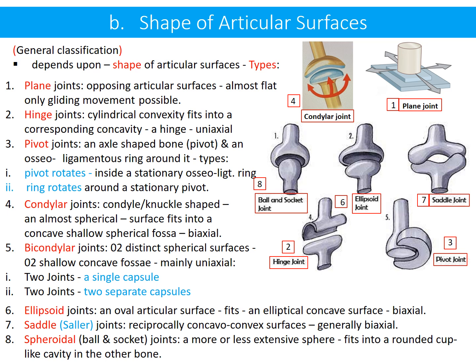Sixth group is ellipsoid joints, in which an oval articular surface fits into an elliptical concave surface. Seventh, saddle or sellar joints, in which reciprocally concavo-convex surfaces fit into one another. In the eighth group, the spheroidal or ball and socket joints, a more or less extensive sphere fits into a rounded cup-like cavity in the other bone.